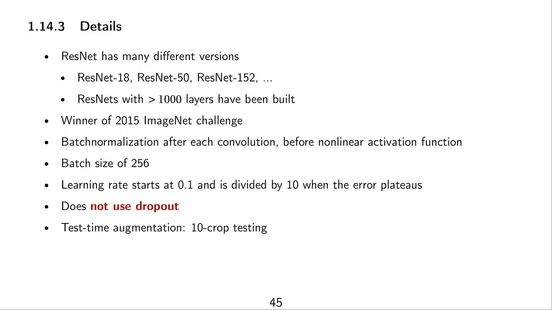So let's talk about some details of the ResNet architecture. First, there are many different versions of ResNet. Even in the original paper, the authors proposed ResNets of varying depth. So for example, ResNet 18, ResNet 50, ResNet 152, and I think also one with 200 layers. However, other authors, and probably also the same authors, experimented with different versions of the ResNet architecture. And so if we talk about ResNet, it's not really one particular architecture. It's more like a template for an architecture or for a class of architectures.